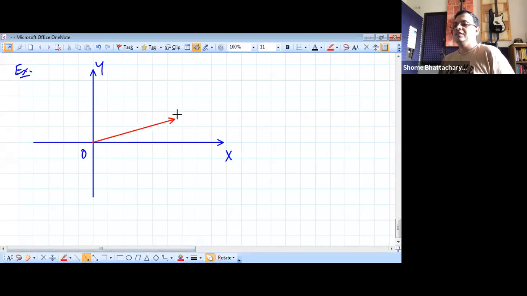Now, vector E is given to us like this in the diagram. It is shown to be at 30 degrees and its magnitude is, let us say, 50 units, whatever that unit is.